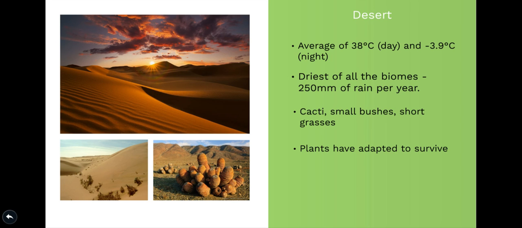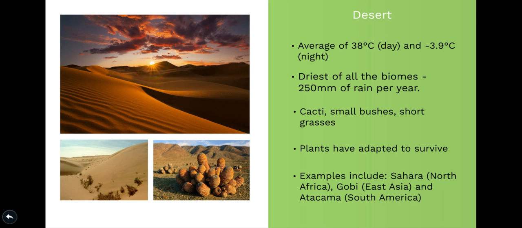They may adapt by growing very slowly and using very little water, like a cactus. Others may be what we call perennials. They will only grow when there is water available, and they will lie dormant in the soil or in the sand until water is available. Examples include the Sahara in North Africa, the Gobi Desert in East Asia, and the Atacama Desert in South America.